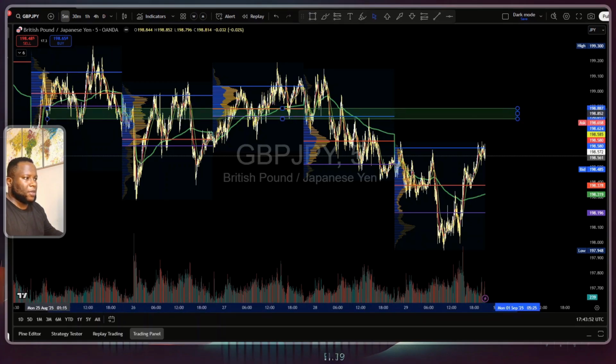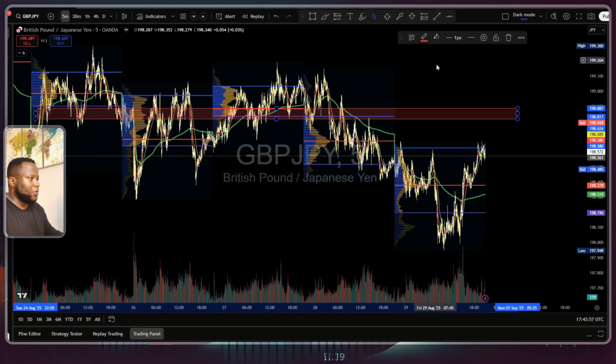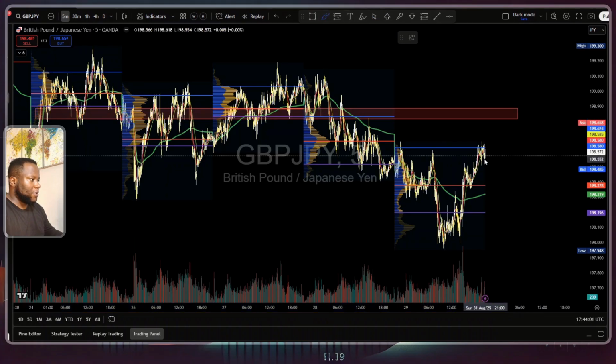Right now we have something like this. We want to have price retrace from here, from this area to this zone. If you see this, when market opens and price starts going back up, just understand that we could retest this at 198, even 198.86. Okay.